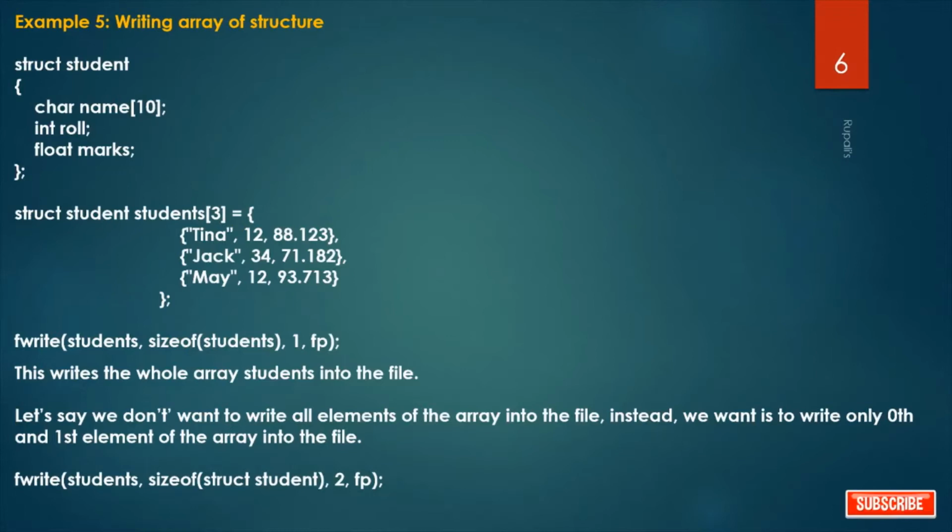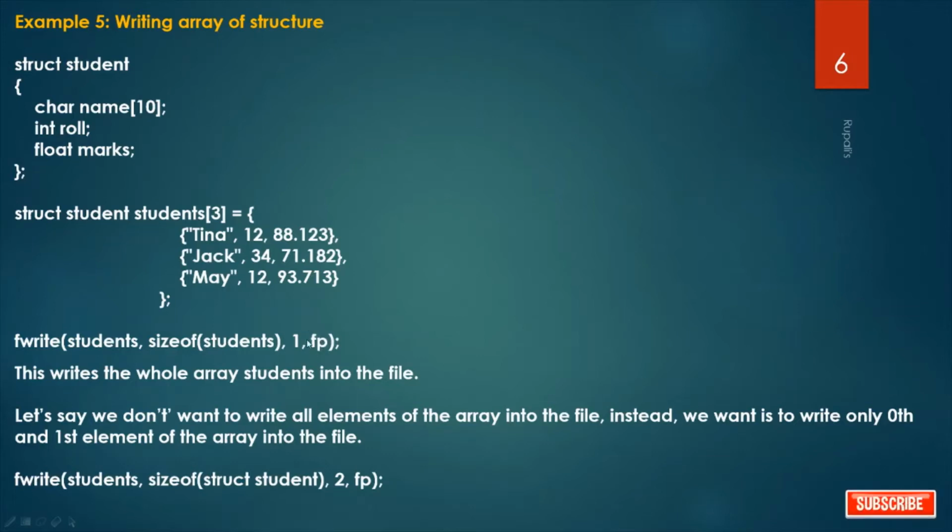Example number 5, writing an array of structures. Say I define one structure student. There is one character array for name, one integer variable for roll, and one float variable for marks. Now this is an array of structures, struct student with 3 elements, and I initialize it with the corresponding values. Now when I write fwrite, I give students, the base address of this array of structures, then the size of students meaning the total size, then 1. So this writes the whole array students into the file.